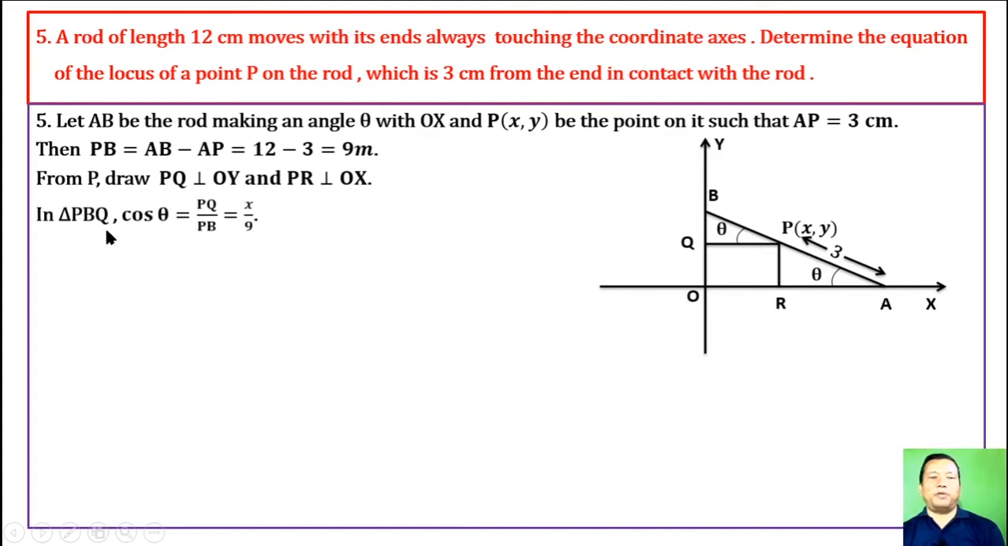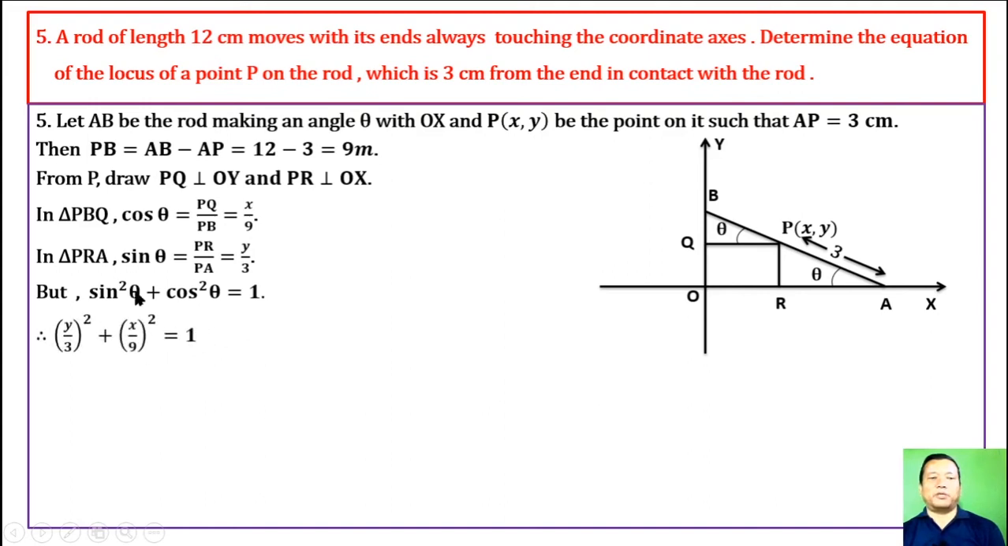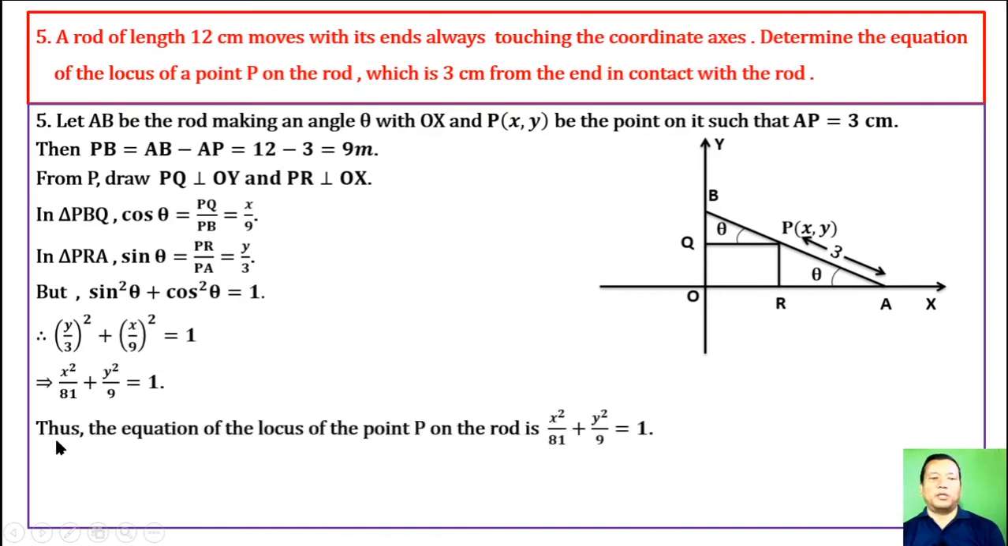In triangle PBQ, cos theta is PQ by PB, whose value is x by 9. In triangle PRA, sin theta is PR by PA, which is y by 3. But sin squared theta plus cos squared theta is 1. Putting their respective values from above, we get this, which is an equation of an ellipse. Thus, the equation of the locus of the point P on the rod is x squared by 81 plus y squared by 9 equal to 1. Remember, this equation represents an ellipse.